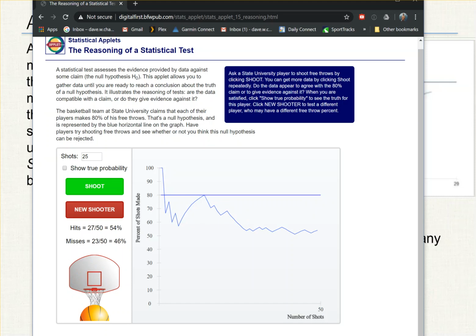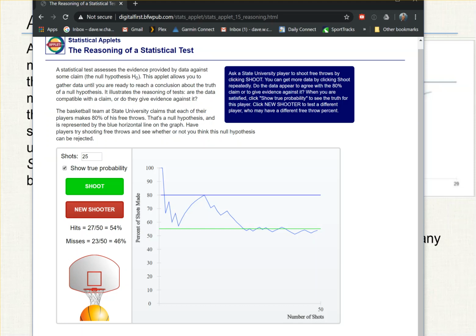So let's just see what the actual probability was. It looks like it might be 50 or 55%. So let's just take a look. Okay, it looks like the actual probability for this guy was 55%. So I would say that claim is not true, right? Rejected.